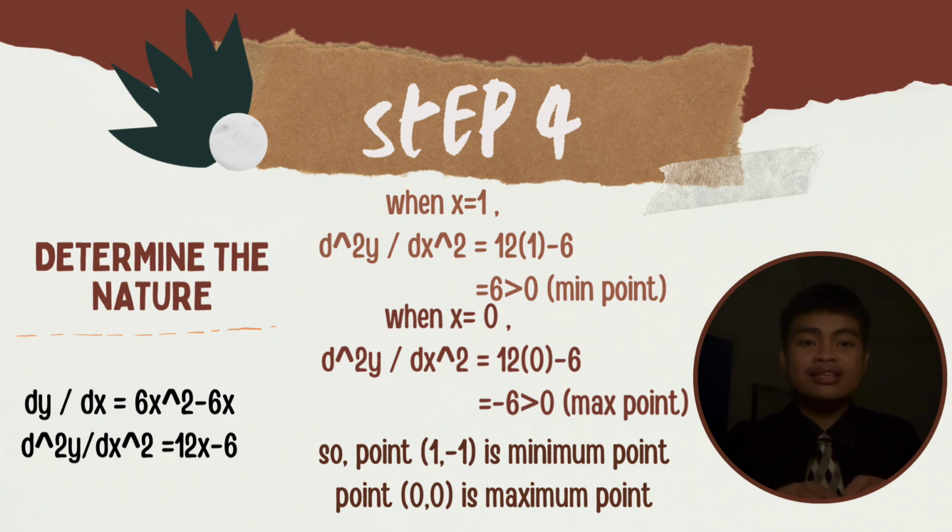The first is if x equals 1, so 12 times 1 is 12, minus 6 is 6. So 6 is larger than 0, and that's going to be the minimum point for the graph. Next is x equals 0. 12 times 0 is 0, and minus 6 is equal to negative 6. So negative 6 is smaller than 0, so that's going to be the maximum point for the graph. Hence, the minimum point for the graph is 6 and the maximum point is negative 6.